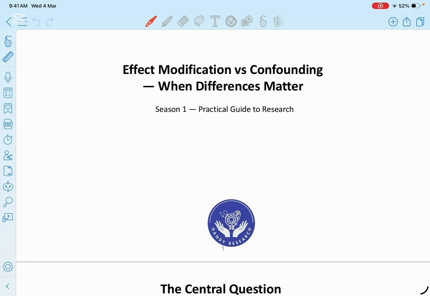Welcome to Handy Research. In previous episodes, we discussed confounding, directed acyclic graph models, adjustment, selection bias, information bias. Today, we clarify something extremely important and commonly misunderstood. When we see differences across groups, are those differences biased or are they real? Today, we answer what is the difference between confounding and effect modification. Understanding this distinction is a turning point in research thinking. So let's begin. Effect modification versus confounding. When the differences matter. Practical Guide to Research, Season 1.